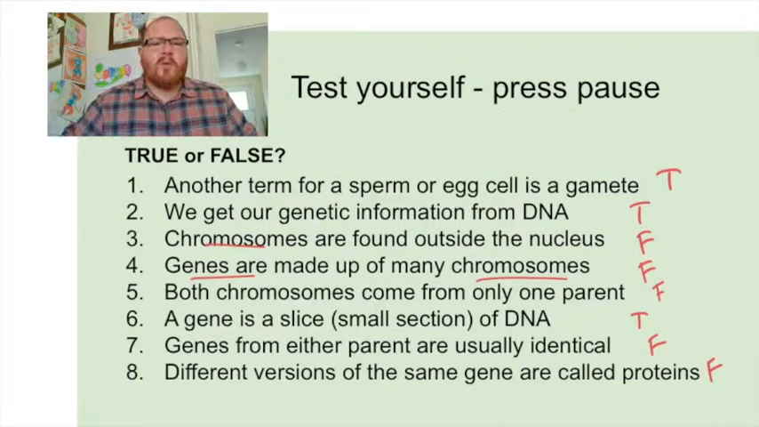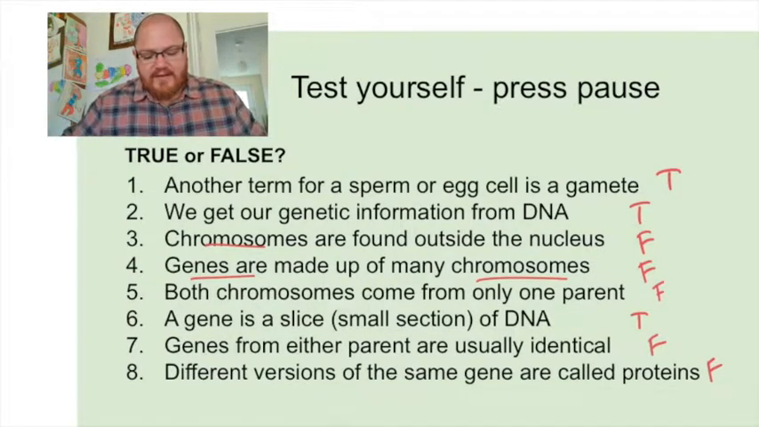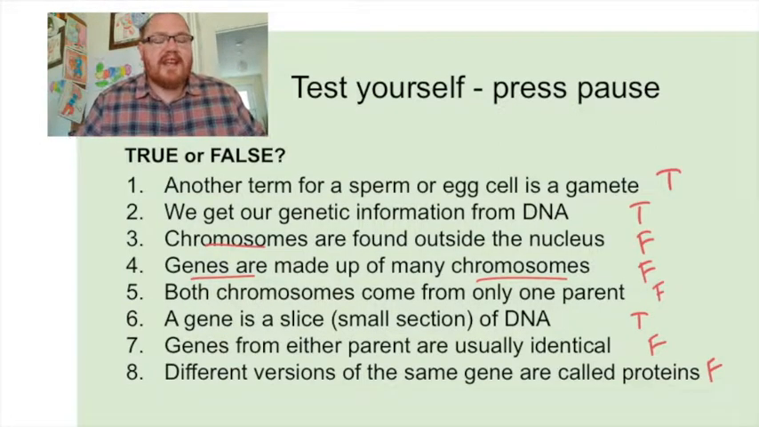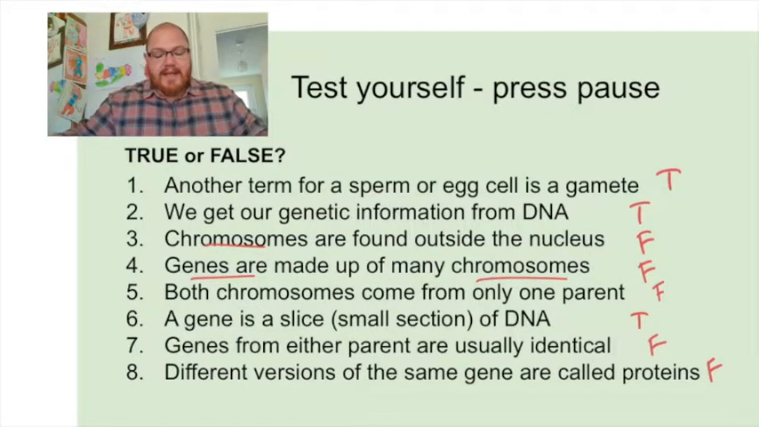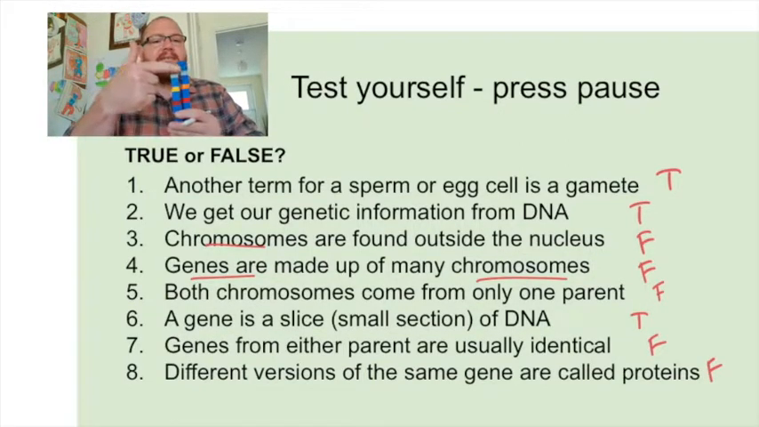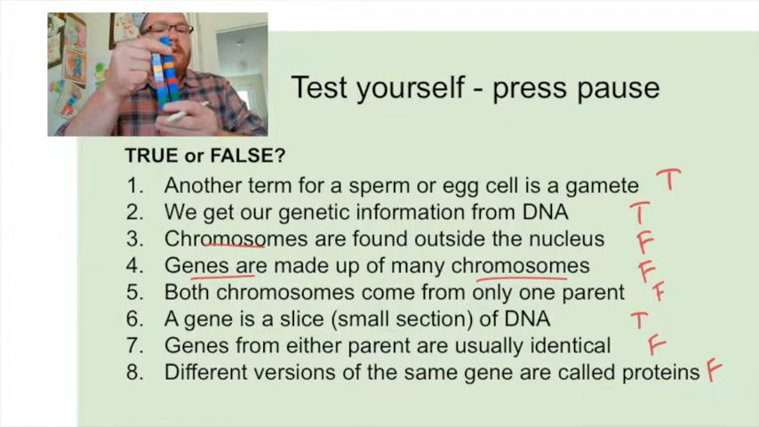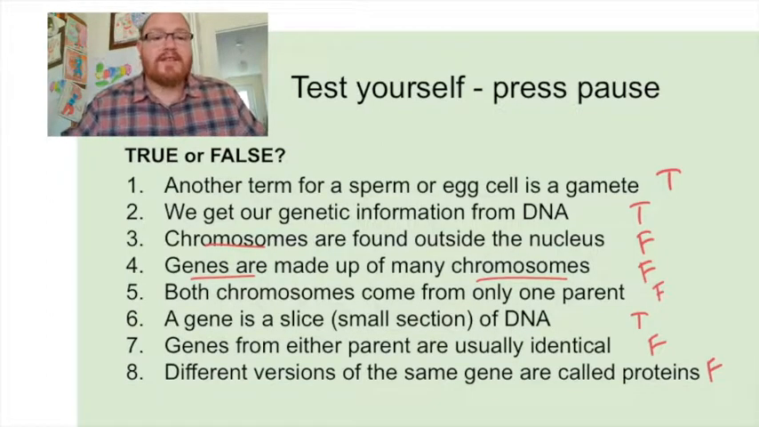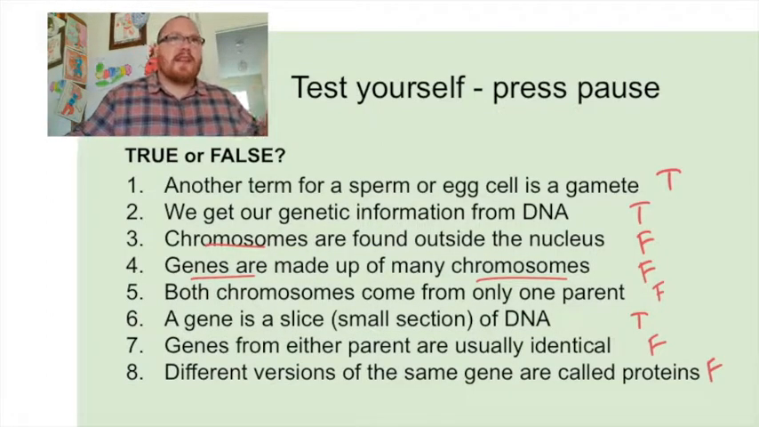Both chromosomes come from only one parent. That's not true because we've got two parents, so they must be half from each. So that's false. A gene is a slice of DNA. It is, yeah. A gene is a slice of chromosomes, which is DNA. Remember I said we use these words interchangeably, especially for this topic. Genes from either parent are usually identical. That's false. Sometimes they're identical, sometimes you get two grey ones or two green ones, but usually they're not identical. That's why we've got that term alleles, different versions of the same gene.